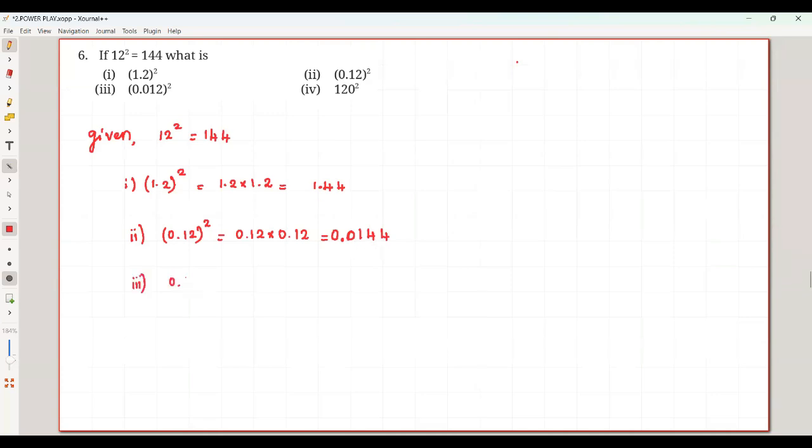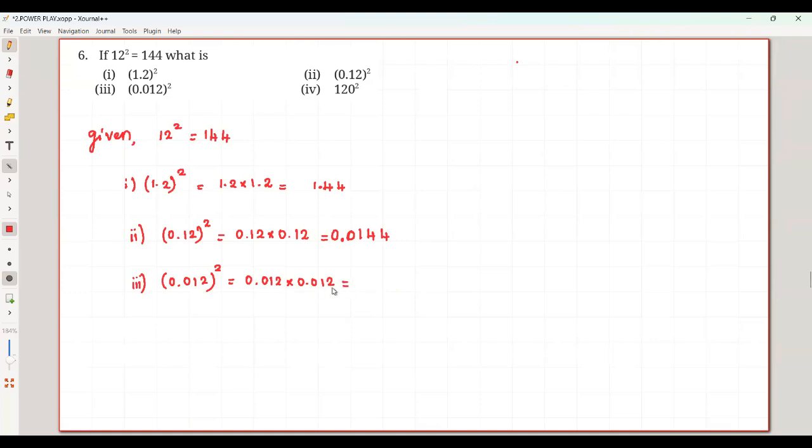Third question is given: 0.012 the whole square. That means we have to multiply 0.012 into 0.012. Just multiply 12 12, so we know that 144. Here 3 digits, here 3 digits, so total 6 digits. So before 6 digits, I have to keep the decimal point. But here I have only 3 digits. So for making it 6 digits, I have to take 3 more zeros. Now we are getting 6 digits. So before 6 digits, I have to keep the decimal point.